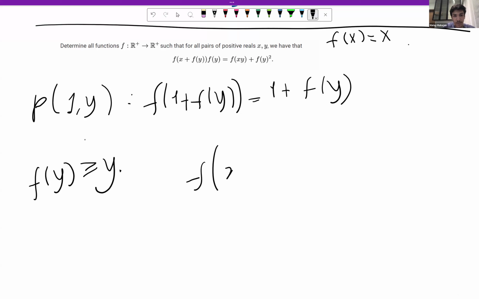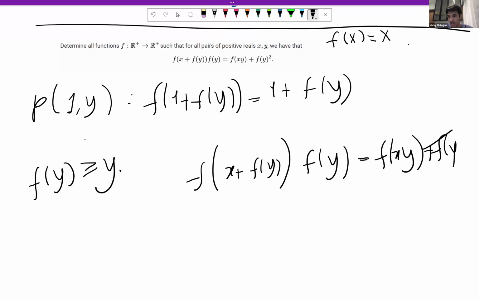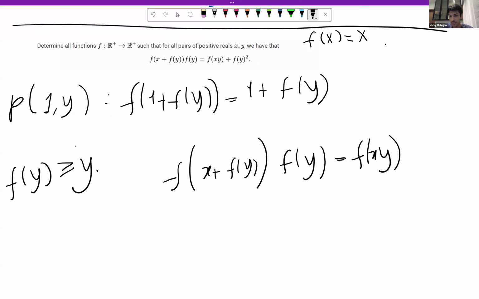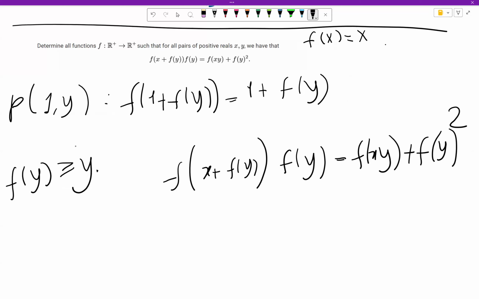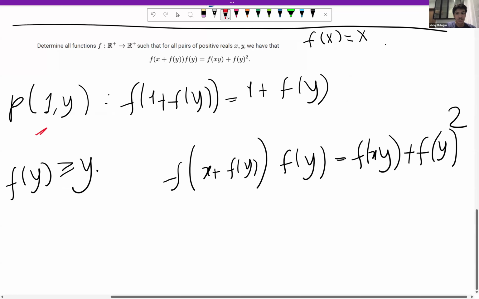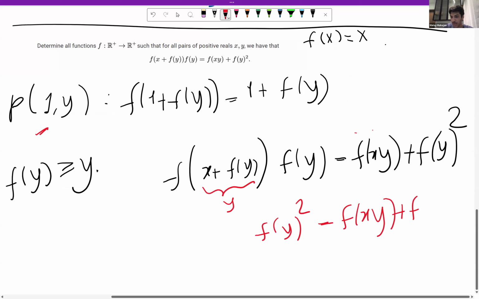I'll explain. So you have f of x plus f of y times f of y. I'm writing the bracket so that it's a bit easier. I'm writing the same equation equals f of xy plus f of y squared. So try to force things to be equal. Earlier we thought of putting x equals 1 here so that this thing becomes the same. So what if we try to make this thing y? If we make x plus f of y equal y, this term on the left hand side would become f of y squared. We would get f of xy plus f of y squared.